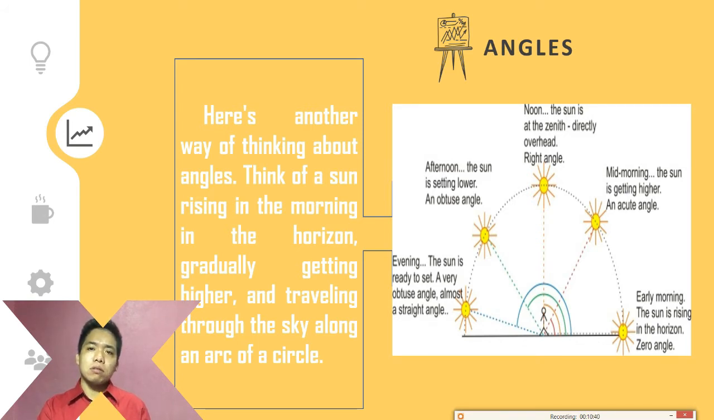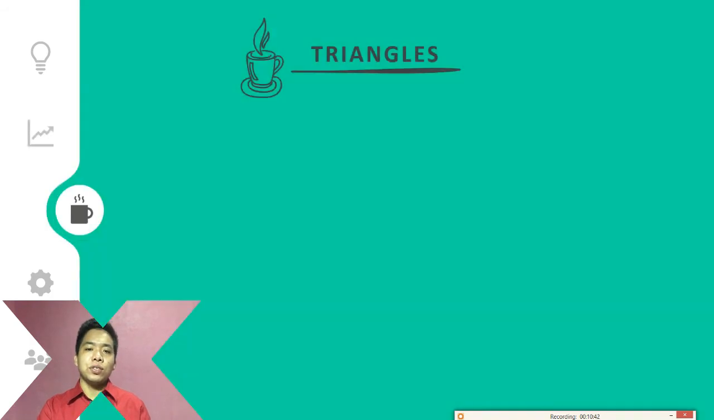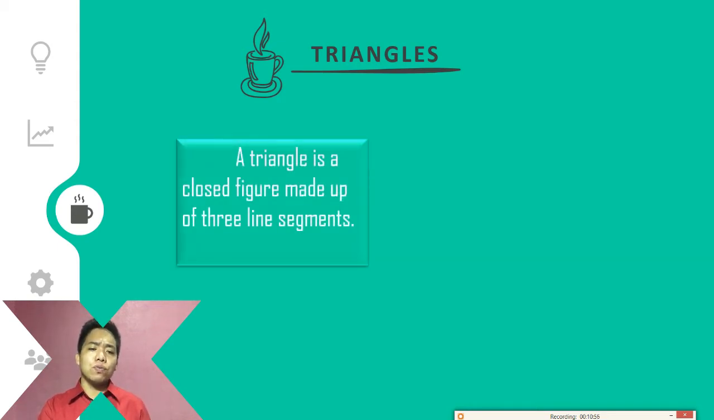Okay, so that's all about angles. Now let's move on to triangles. I think this is the last concept that I'll be talking to you about, triangles. A triangle is a closed figure made up of 3 line segments. This is perhaps the first definition I learned about triangles way back in my elementary days. So a triangle is a closed figure made up of 3 line segments.